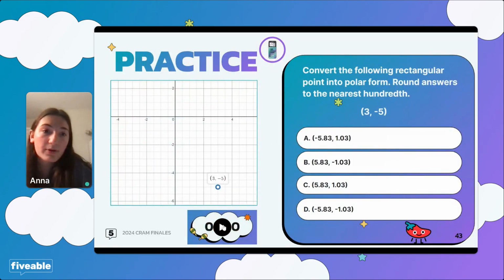Cool. So we'll get some practice in. Hopefully you have those formulas at the ready. So this one we are converting, it looks like, from rectangular to polar. So we're given an x, y coordinate and then try to make it into r and theta.